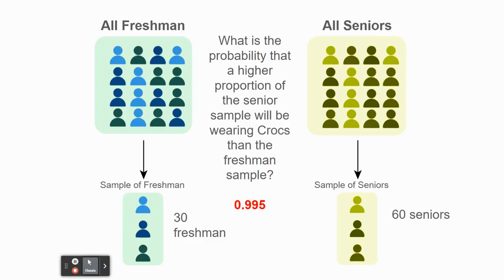So what does this mean? This means that if we take a sample of 30 freshmen and a sample of 60 seniors, we find the proportion of students that are wearing Crocs within each sample, and then we subtract those differences. There's a 99.5% chance that that difference is going to be less than 0. There's a 99.5% chance that we'll have a higher proportion of our senior sample wearing Crocs than our freshman sample wearing Crocs. So hopefully this video was helpful in understanding the concept behind a sampling distribution for a difference in two sample proportions.